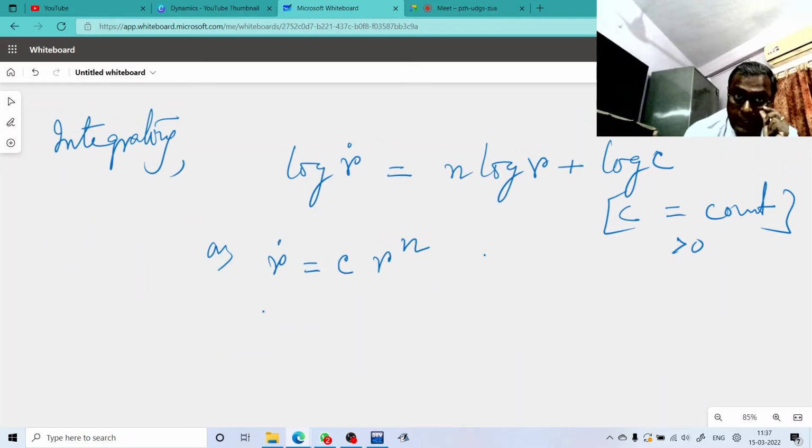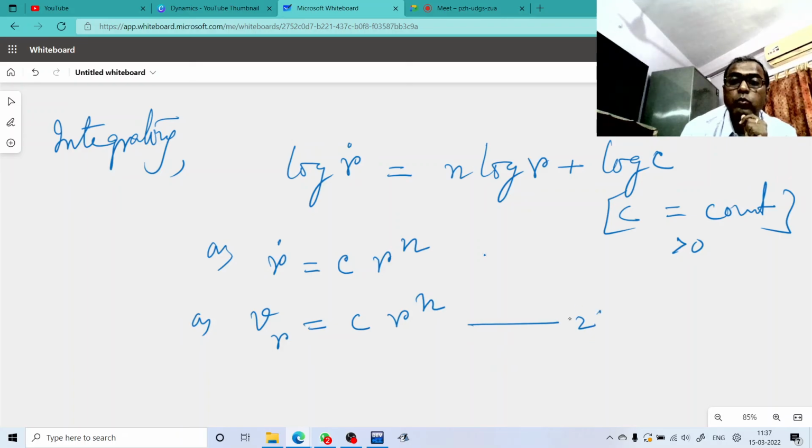So r dot, dr/dt, means velocity. That means the radial component of velocity Vr equals c into r to the power n. Equation number 2.